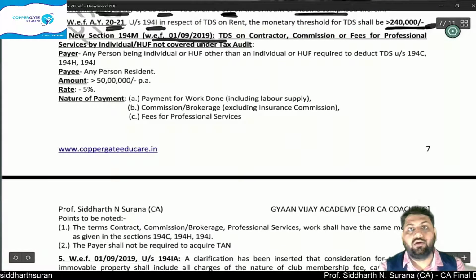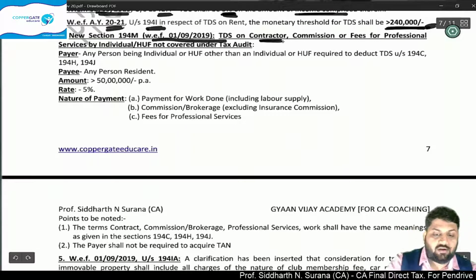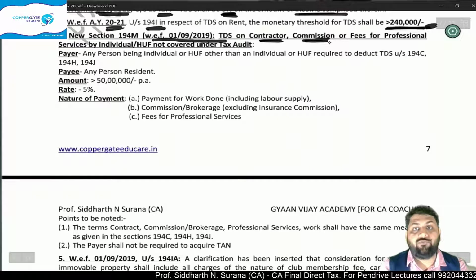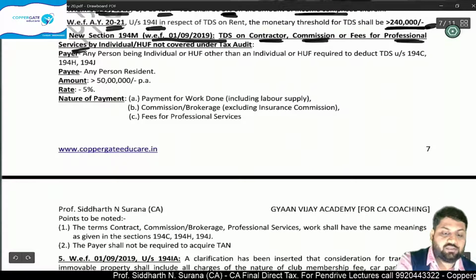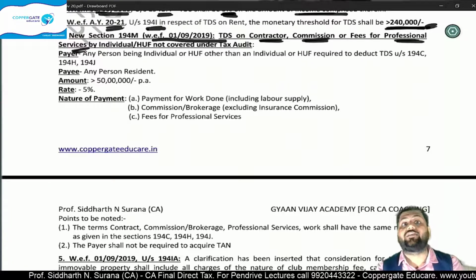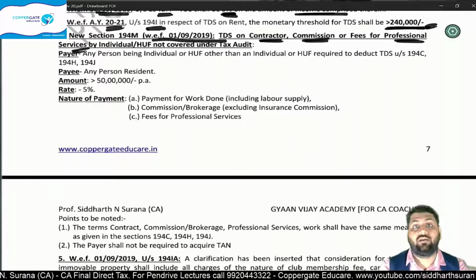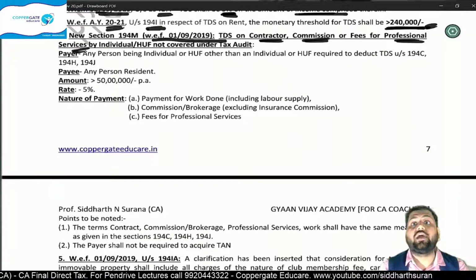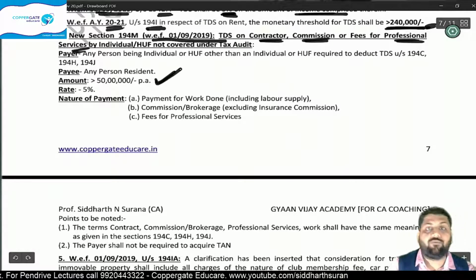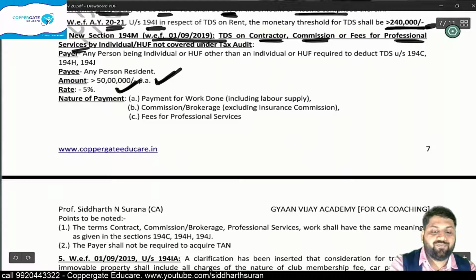First of all, the amendment has come in the middle of the year, and it is a very big change. Payment to contractor, which is normally covered in 194C, payment of commission normally covered in 194H, and payment of professional fees normally covered under 194J. But in all these three sections, when the payment is being made by an individual or HUF who was not covered under tax audit in the immediately preceding previous year, then you are excluded from the definition of the payer. But if you are making payment of more than 50 lakh, professional fees or commission or payment to contractor, then you will have to deduct 5%.